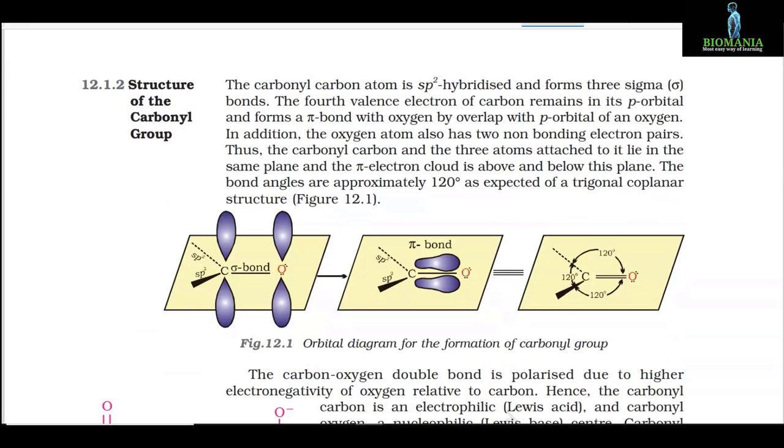12.1.2 Structure of the carbonyl group. The carbonyl carbon atom is sp2 hybridized and forms 3 sigma bonds. The fourth valence electron of carbon remains in its p orbital and forms a pi bond with oxygen by overlap with the p orbital of oxygen. In addition, the oxygen atom also has two non-bonding electron pairs. Thus, the carbonyl carbon and the three atoms attached to it lie in the same plane, and the pi electron cloud is above and below this plane. The bond angles are approximately 120 degrees as expected of a trigonal coplanar structure.